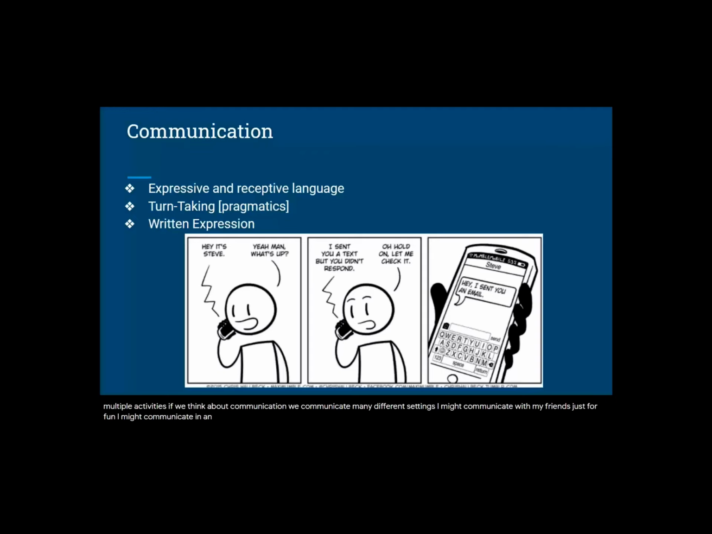I might communicate in an emergency situation. I might communicate by writing. I might communicate by sending emojis. I mean, that's really kind of a fun thing to do. But when we think about communication, when we look at a task, we have to think about expressive and receptive language, turn taking, if that's something that's involved, as well as can we write out and express what we need to in that situation. And comprehension also falls into this. Are we understanding the messages we're getting from people?